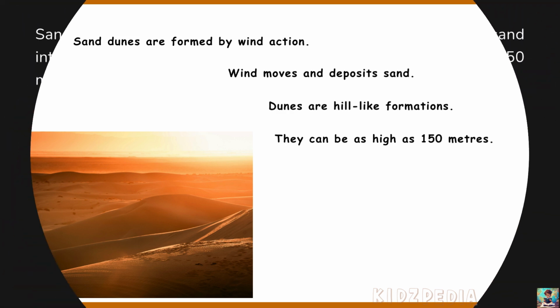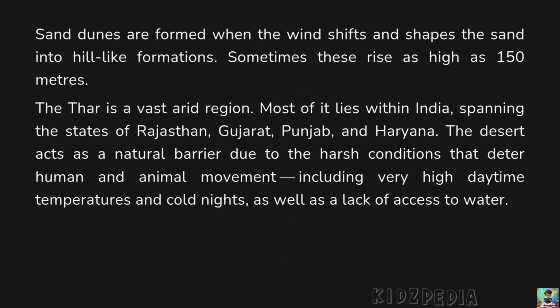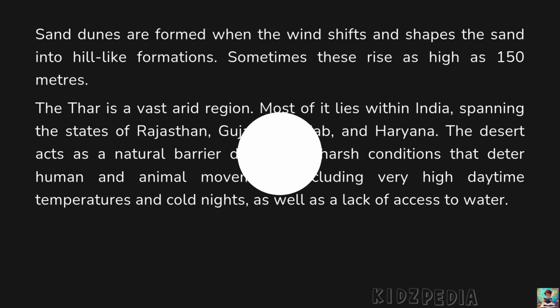The Thar is a vast arid region. Most of it lies within India, spanning the states of Rajasthan, Gujarat, Punjab and Haryana. The desert acts as a natural barrier due to the harsh conditions that deter human and animal movement, including very high daytime temperatures and cold nights, as well as a lack of access to water.